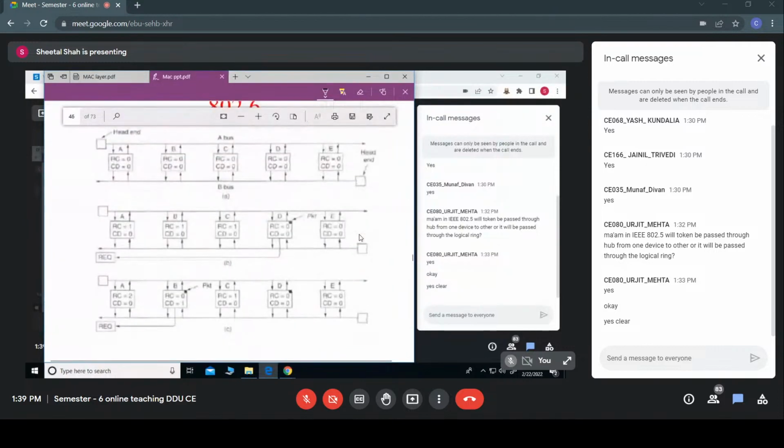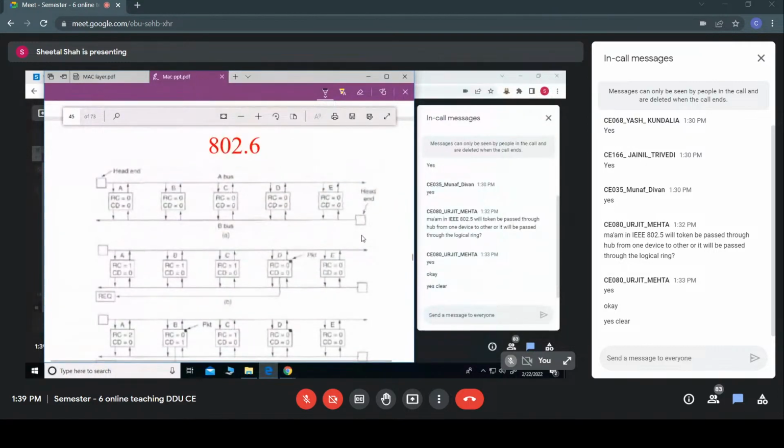For example, it maintains two counters. One is known as RC, that is known as a request counter. The other counter is known as CD. CD is nothing but the countdown counter. Two counters are maintained. One is known as a request counter, the other one is known as a countdown counter.